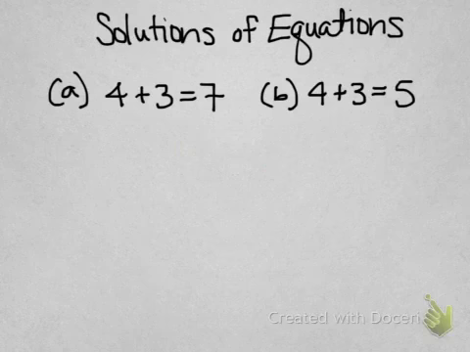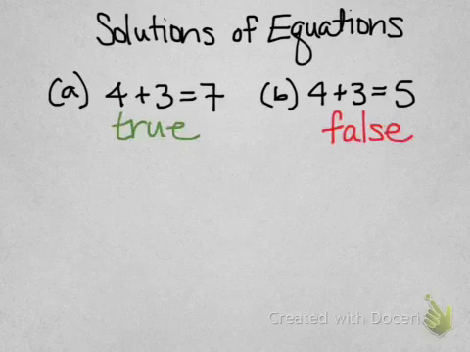Okay, solutions of equations. So if I have two examples here, 4 plus 3 equals 7, and 4 plus 3 equals 5. So obviously we've got a mistake here, or something's wrong. So we can say that the first equation is true, the second equation is false. Now, I'm just going to do some general math operations and we'll see what happens.